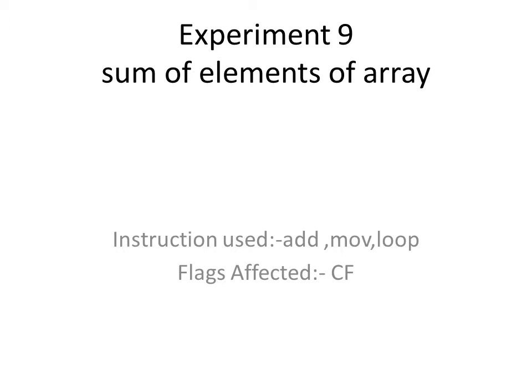Okay, we know that we have already done this particular program in C language, finding the sum of elements present in the array. Now, by using assembly language instructions and directives, we have to find the sum of elements present in the array. Which instructions will we use here?